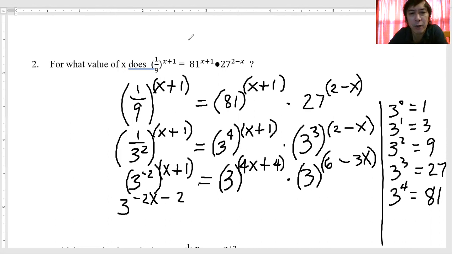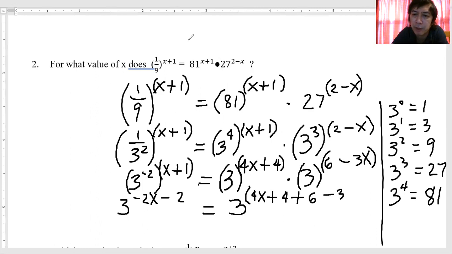And so we can now equate this to 3 to the 4x plus 4 times 3 to the 6 minus 3x. Now we can make the right side just 1 base 3. And we're going to add the exponents. 4x plus 4, you will add this to 6 minus 3x. So you're going to have here just 1 base 3 raised to the 4x plus 4 plus 6 minus 3x.